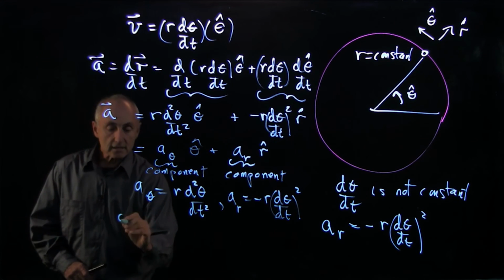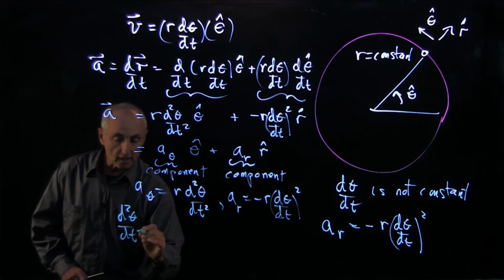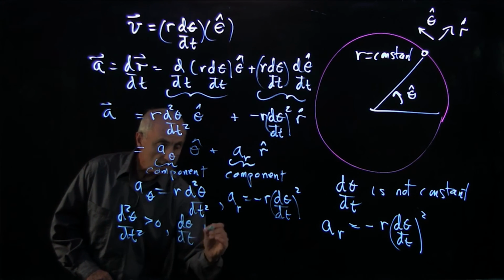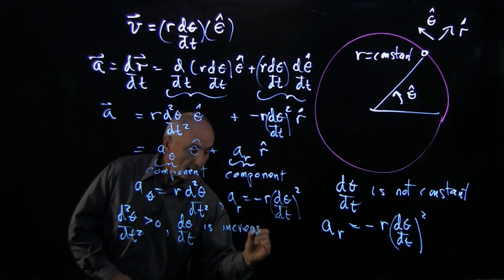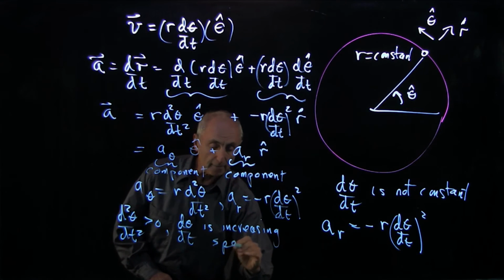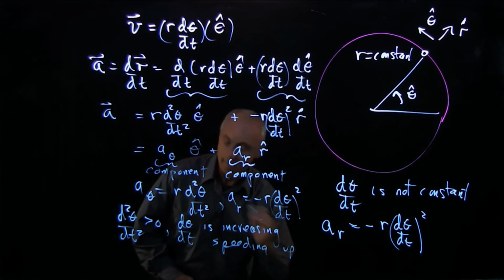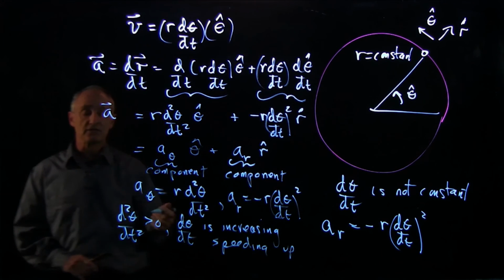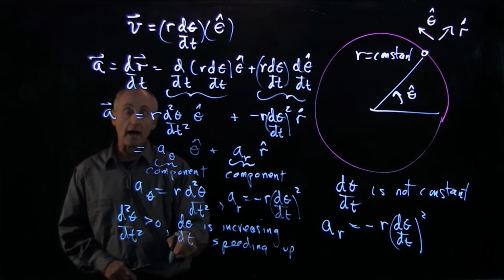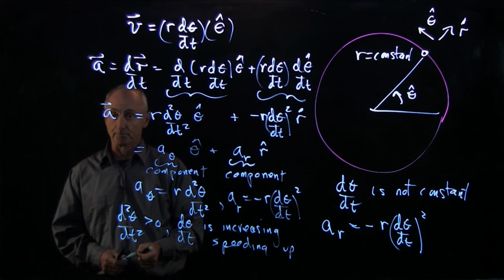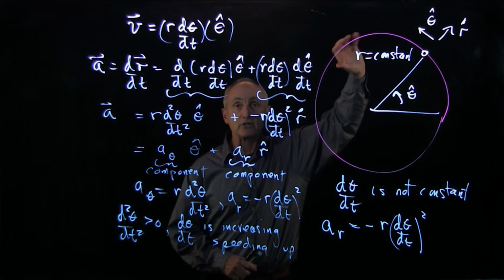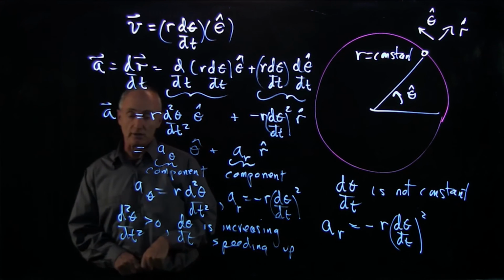So when d squared theta dt squared is positive, it means d theta dt is increasing. And so if this object is going in this clockwise direction, we call that speeding up. In a similar fashion, it's easy to understand that when d squared theta dt squared is negative, then d theta dt is decreasing. And so it can be slowing down. Or if it slows down and stops, it can start to move in the other direction.